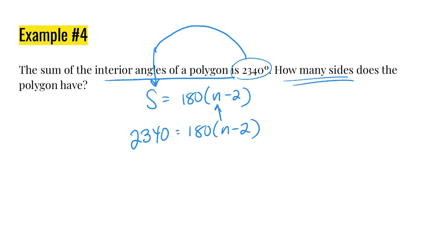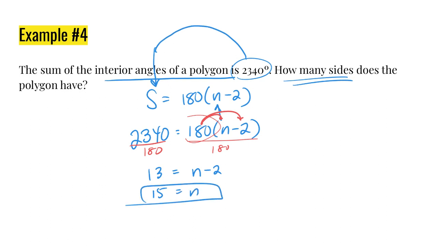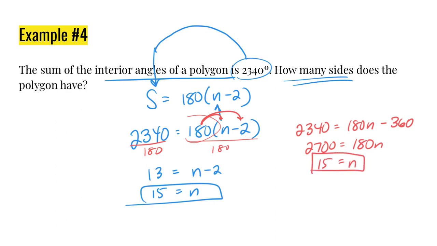My first step needs to be to get rid of this 180 outside of those parentheses. I can either divide both sides by 180 now, or I would need to distribute that 180 and solve that way. I'm going to start out by just dividing by 180 on both sides straight away. I get 13 on the left-hand side, and on the right, I'm just left with n minus 2. I can go ahead and add 2 to both sides to find out that n equals 15. The polygon had 15 sides. If I had gone ahead and distributed, I would have had 2340 equals 180n minus 360. Add 360 to both sides to get 2700 on the left-hand side, left with 180n. And now I'm just going to divide by 180, and I'm still going to get 15.